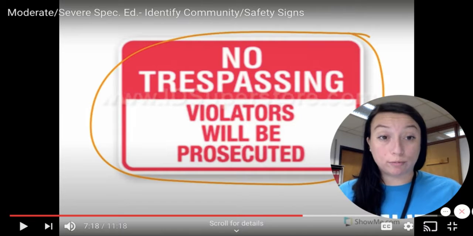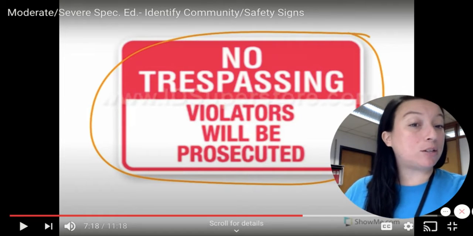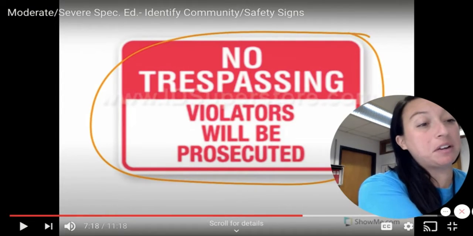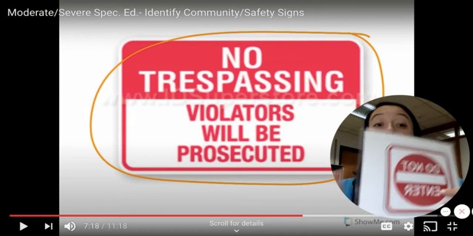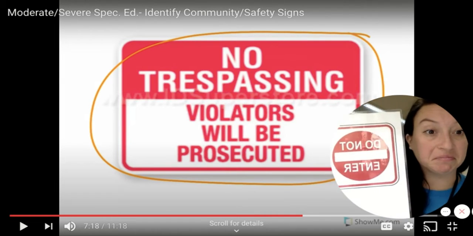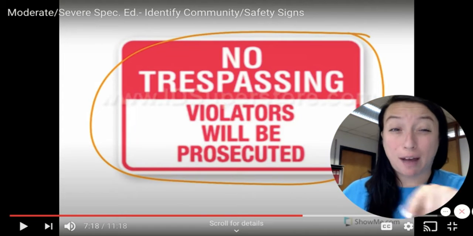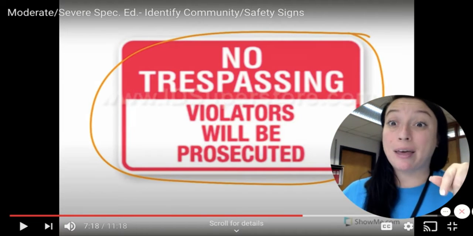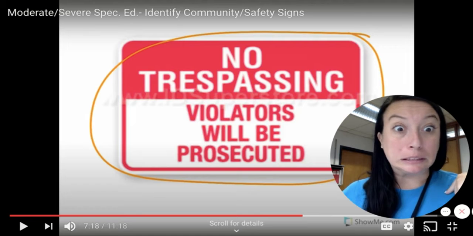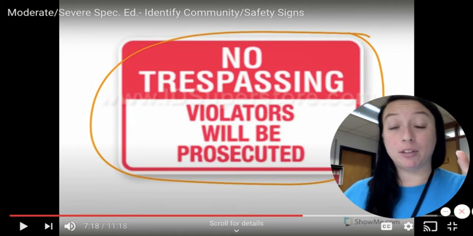Do not go. So I'm going to use the same sign as we had before. Let's see if I can find it. Oh, here we go. Do not enter. This is just a couple more words. This sign with the trespassing violators will be prosecuted. That means you might get in trouble. We don't want to get in trouble.